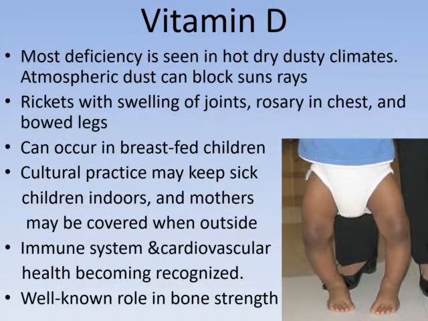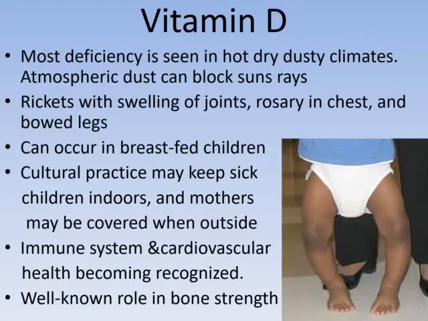Vitamin D. Now, most vitamin D deficiency, surprisingly enough, is seen in hot, dry, dusty climates. You would think where the sun is shining every day that the children would be getting a lot of vitamin D. However, the dust in the atmosphere can block the sun's rays. Children can develop rickets with the swelling of the joints, the rosary in the chest that we just saw, the scorbutic rosary. It looks similar to that with vitamin D deficiency.